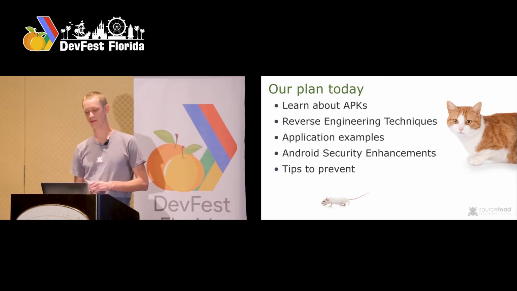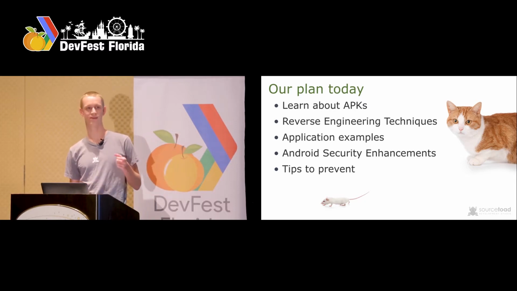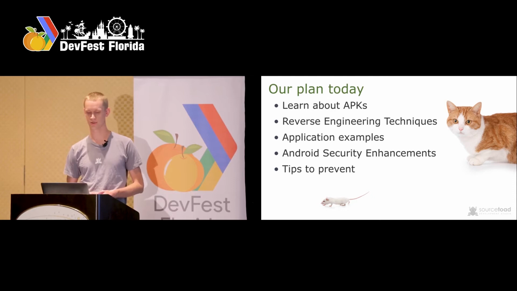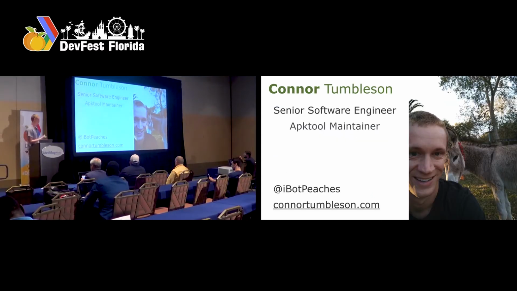So we're going to learn a bit about APKs, which is that final application or big binary you have after you've finished an application. We're going to look at some really common reverse engineering techniques. Going to look at some real-life applications, the ones in that top 10, top 15 Play Store, and then look at things Android has done to help, and then just random custom tips we can do as app developers along the way.